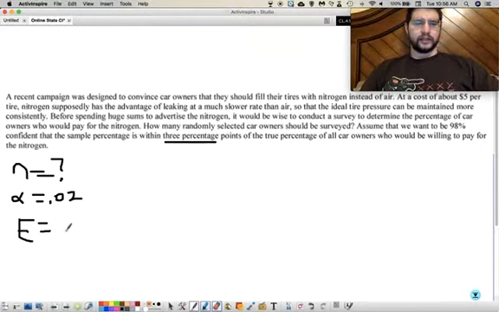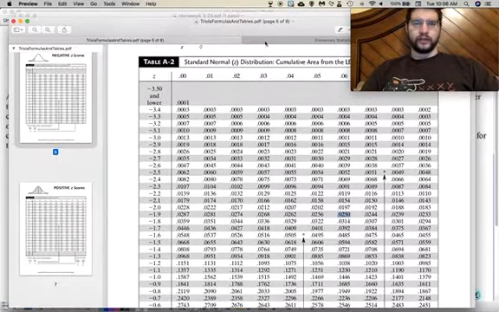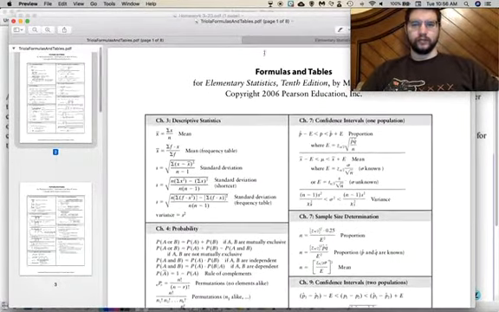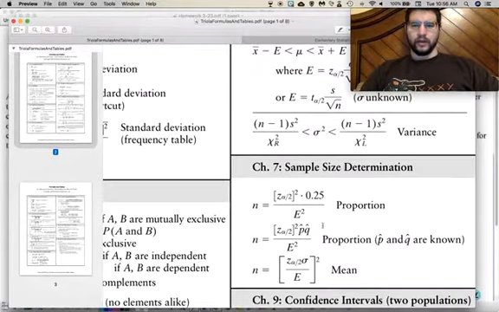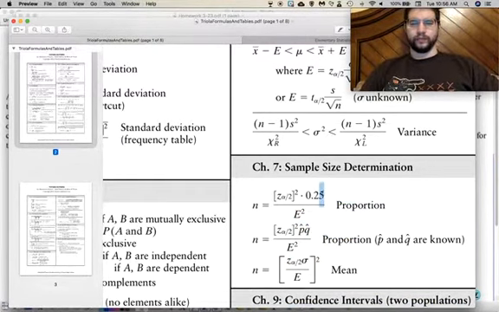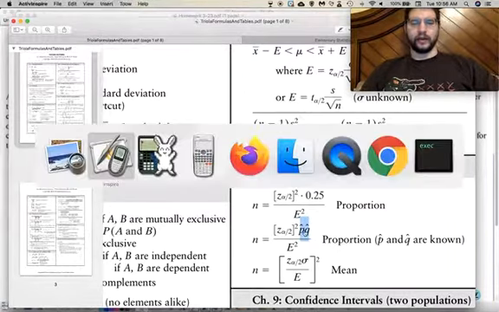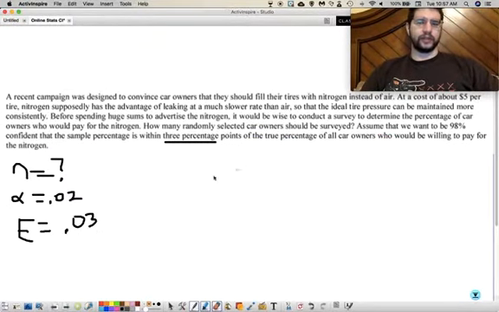Let's just look at that other formula in a second. 3 percentage points. So if you look on your formula sheet up here, here's your two ways we determine sample size. If we don't know our P hat, then we use the 0.25 here. If we do, we use the P hat and Q hat times each other right here. So if we had a P hat and a Q hat, we'd multiply them together right now. We don't. So let's get to work.